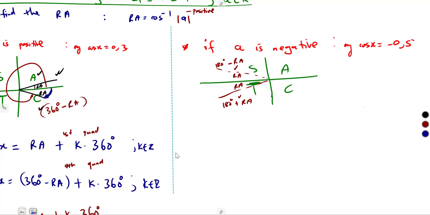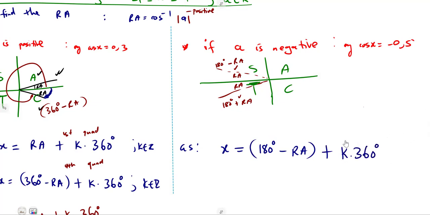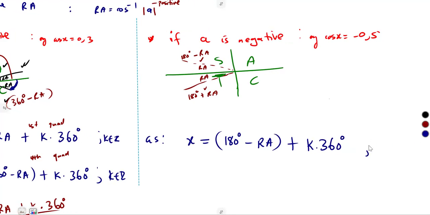So therefore, our general solutions can be determined. X is equal to, in the second quadrant, 180 degrees minus the reference angle. That's our angle plus K times 360. That is the condition where K is an integer.